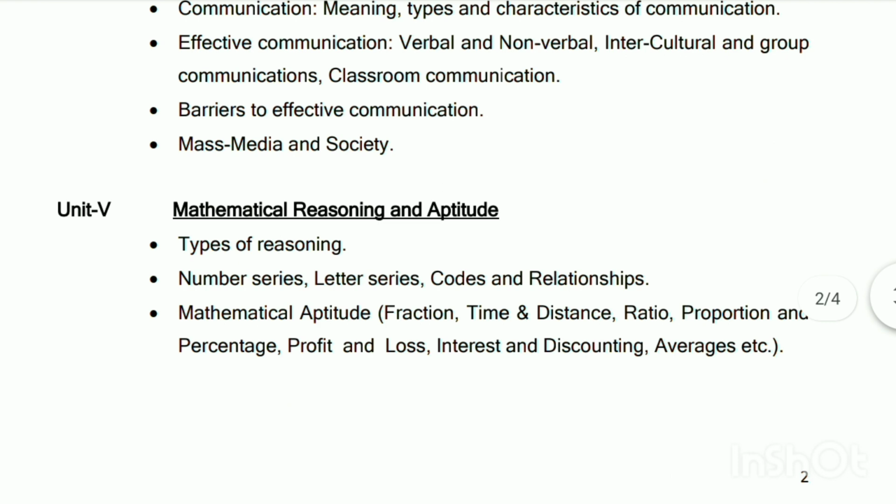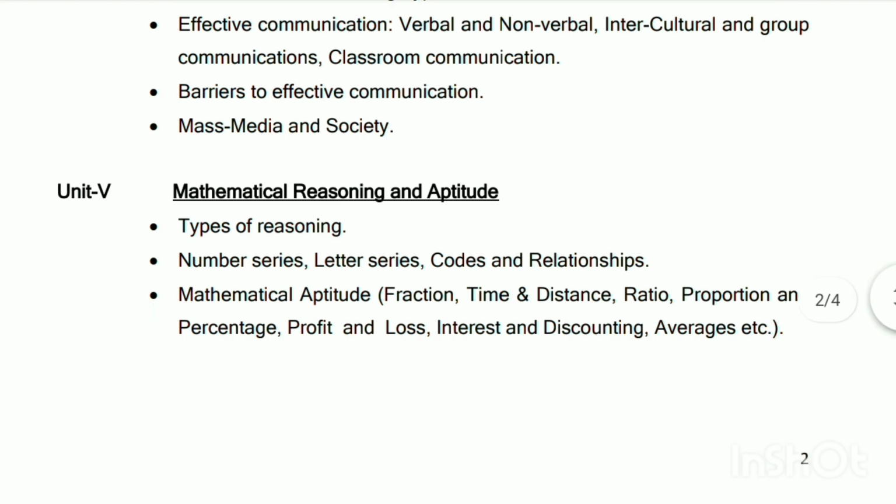Unit 5 is mathematical reasoning and aptitude. In this unit, you have to study types of reasoning, number series, letter series, codes and relationships, mathematical aptitude, fraction, time and distance, ratio, proportion and percentage, profit and loss, interest and discounting, averages, etc.